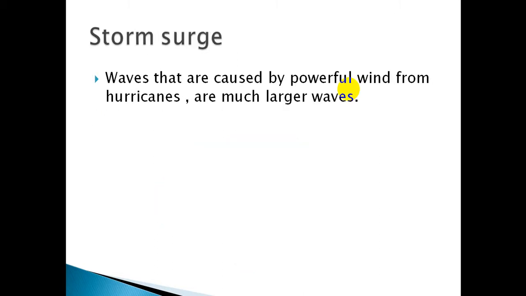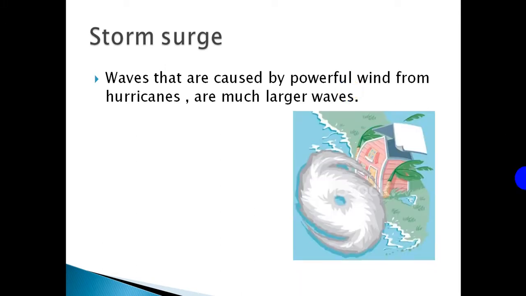Okay, the next kind of waves is called storm surge, and these are huge, powerful waves caused by hurricanes. As we know, a hurricane is a kind of storm that forms on the ocean surface, a huge storm on the ocean. And when the hurricanes reach land, they cause a lot of destruction or destroy houses that are near the ocean because of this strong big wave.